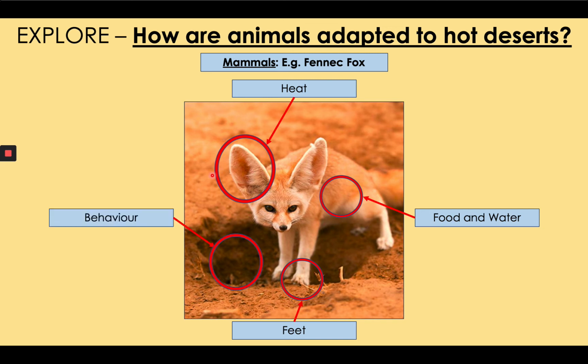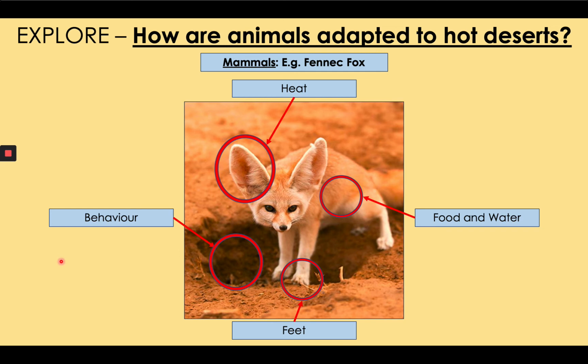But it also behaves in a particular way which allows it to survive too. From a very young age, the fennec fox learns how to burrow underground. Just a few centimeters beneath the surface is much cooler, so it digs a hole and lives in there during most of the day. It sleeps usually during the day, and it comes out of its burrow and hunts at night. This behavior is called nocturnal behavior.